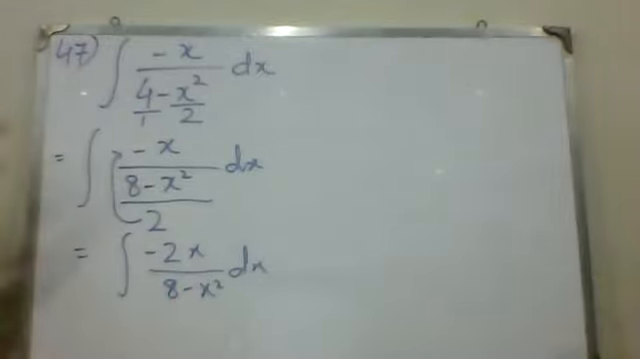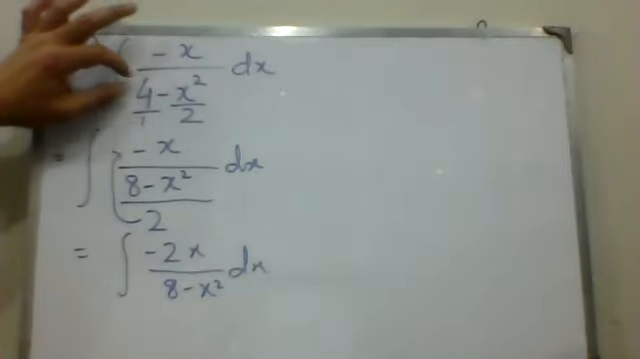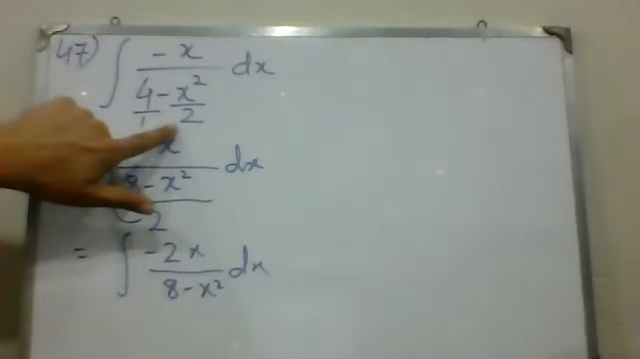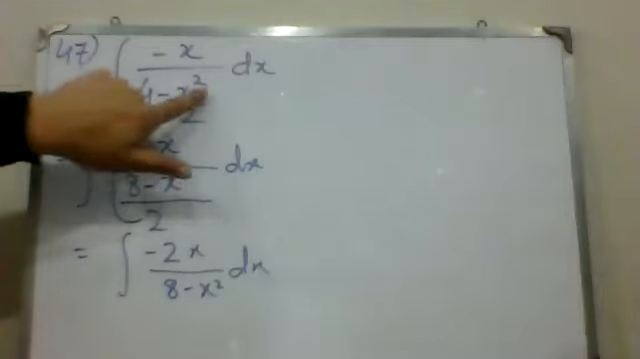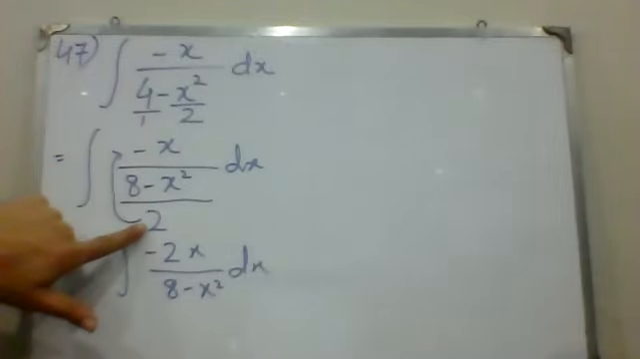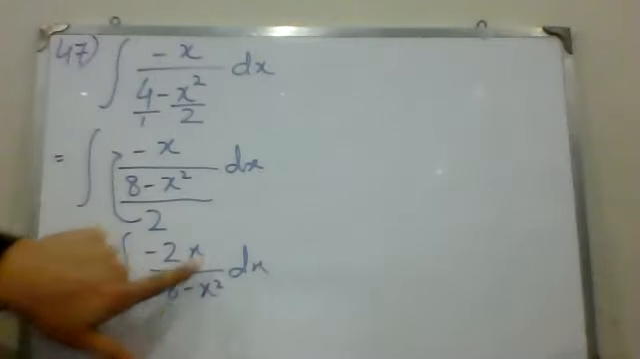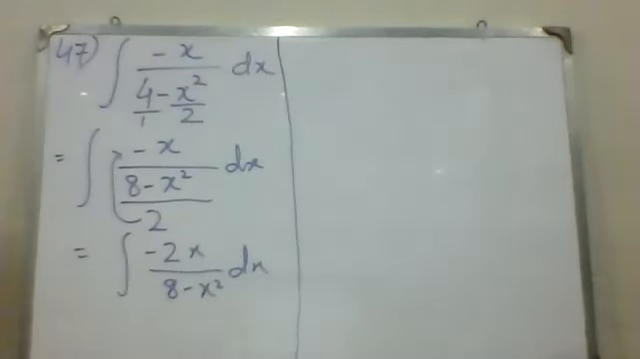Okay, see, minus x divided by 4 minus x square by 2, taking LCM between 4 and minus x square by 2. The LCM between 1 and 2 is 2, and 4 2s are 8 minus x square. Here the 2 is in double division, so we can move it from the denominator, and we get minus 2x divided by 8 minus x square. That is the simplest form of the equation. Now how can we integrate that term?